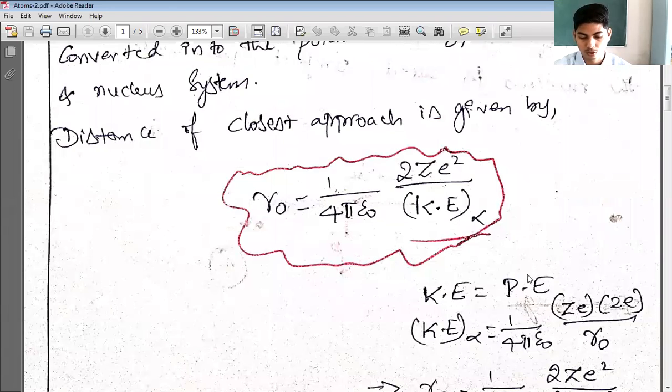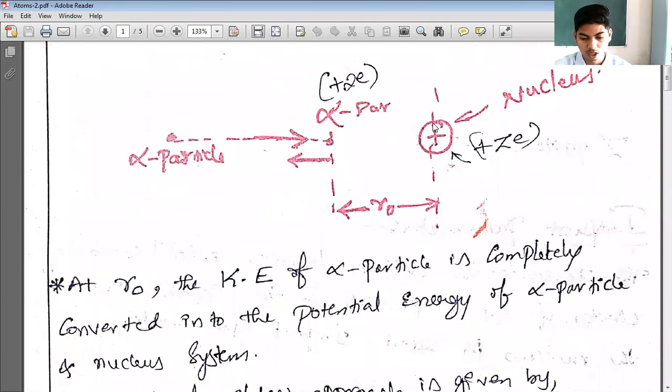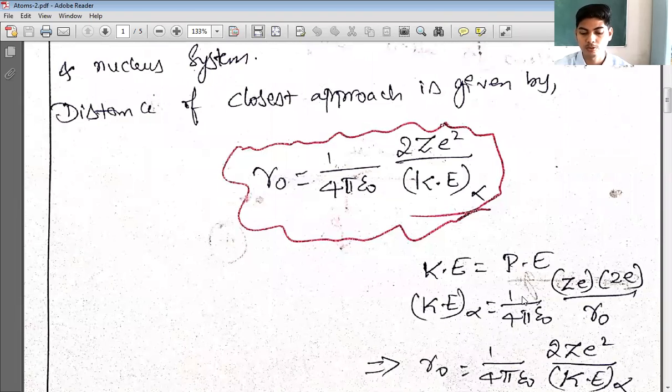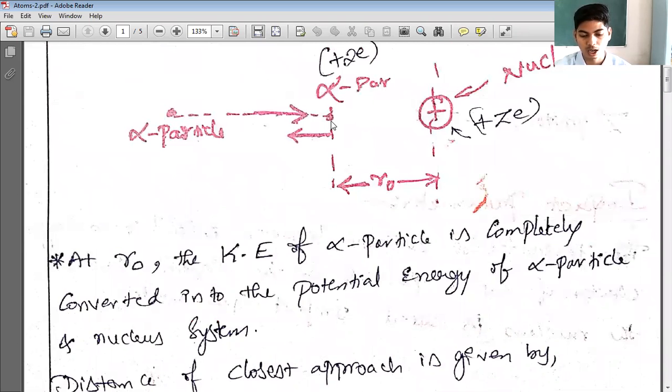So at the distance of closest approach, what is to be remembered is that all the kinetic energy of the alpha particle gets converted into potential energy of the system of two charges. The two charges involved here are the nucleus and the alpha particle. We know the potential energy of a system of two charges will be 1 by 4 pi epsilon q1 q2 divided by r. q1 is the charge on the nucleus, q2 is the charge on the alpha particle, 2e, and the distance between the nucleus and the alpha particle at the distance of closest approach is r naught.